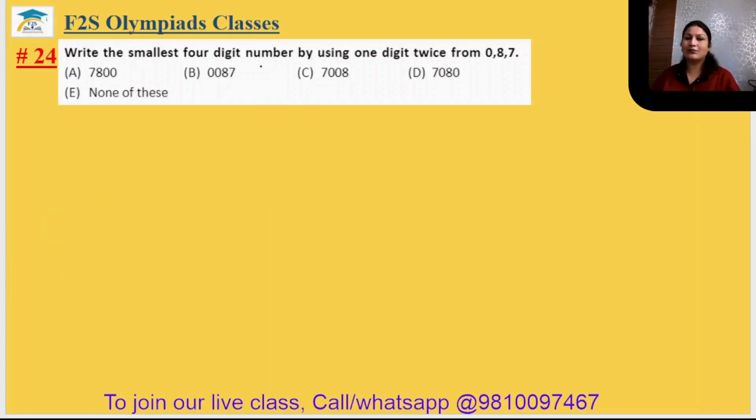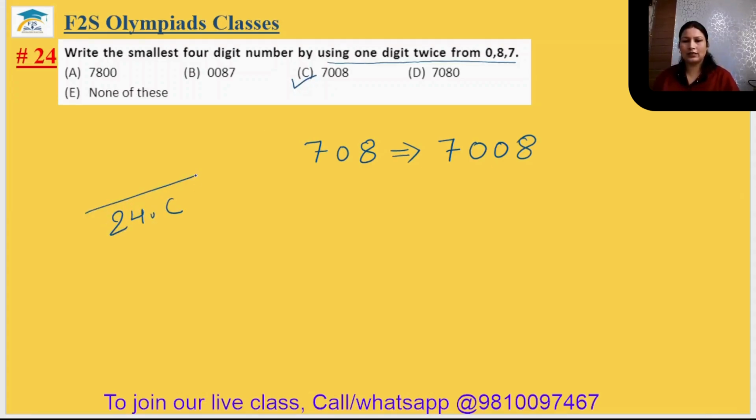24th answer. Write the smallest 4-digit number by using one digit twice from 0, 8, 7. First we will use these digits and make the smallest 3-digit number. The smallest 3-digit number will be 708. 0 will be written just after the first digit on the right side. Why? Because if we write it at the extreme left, then the number can only be 2-digit. And for writing the 4-digit number, we will repeat the smallest digit, which is here 0. 7008. That is option C. The 24th answer is C.